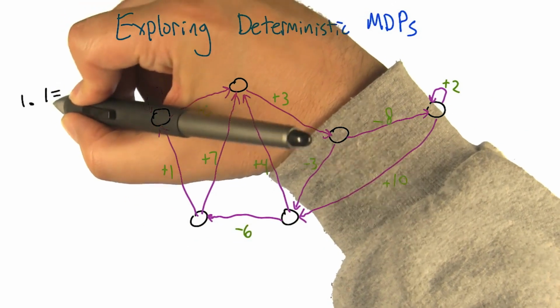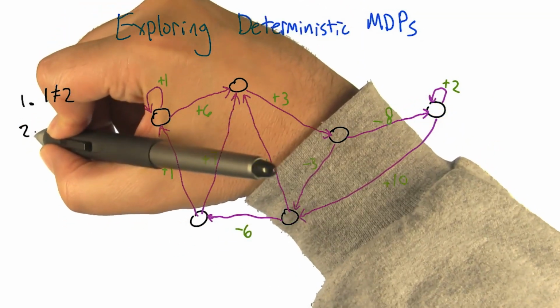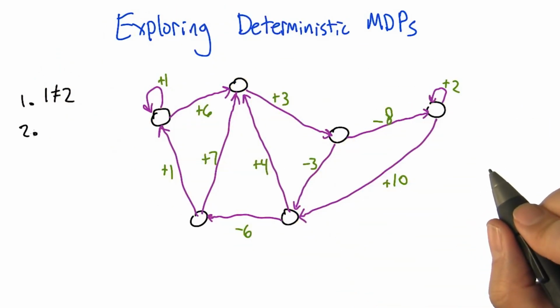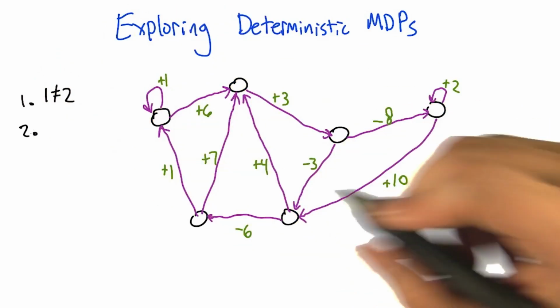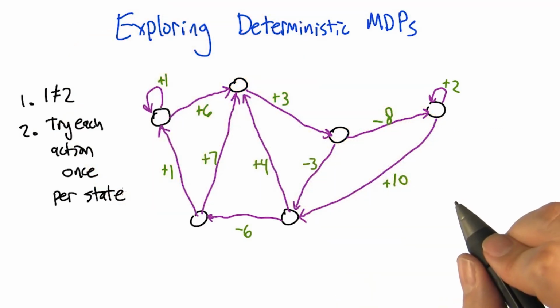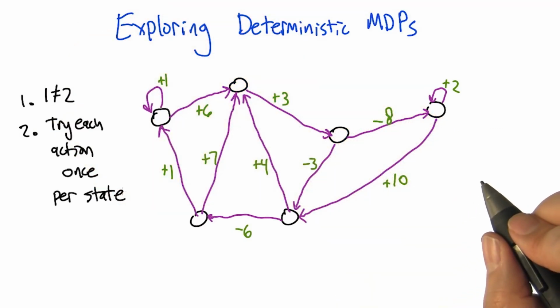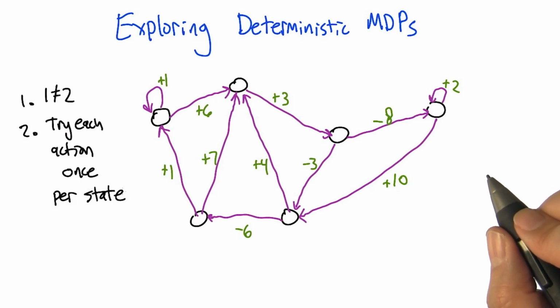The second observation is that if we know it's deterministic, then all we have to do is in every state try every action once. Yeah, that's true. And then we know everything about which action is best. Magic. Something like that. Shouldn't that work?